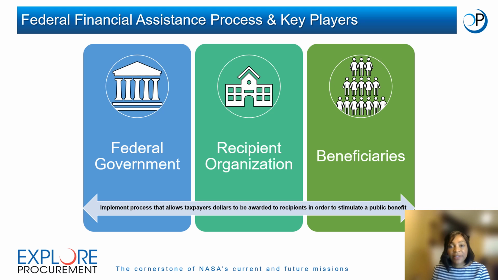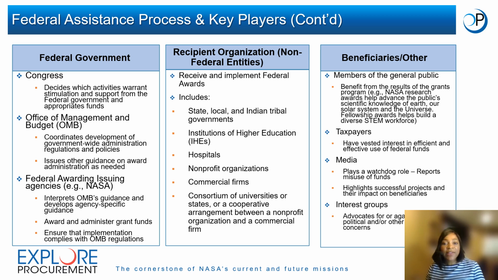This table highlights the responsibilities of key players in the federal financial assistance process, which we touched on briefly in the previous slide. Now let's discuss the role of each. Within the federal government, Congress decides which activities deserve stimulation and support from the federal government and appropriates the funds. Prior to any agency issuing an award, Congress must authorize and appropriate funding for an award program. Note that Congress does not establish the federal award regulations with which federal agencies and award recipients must comply.